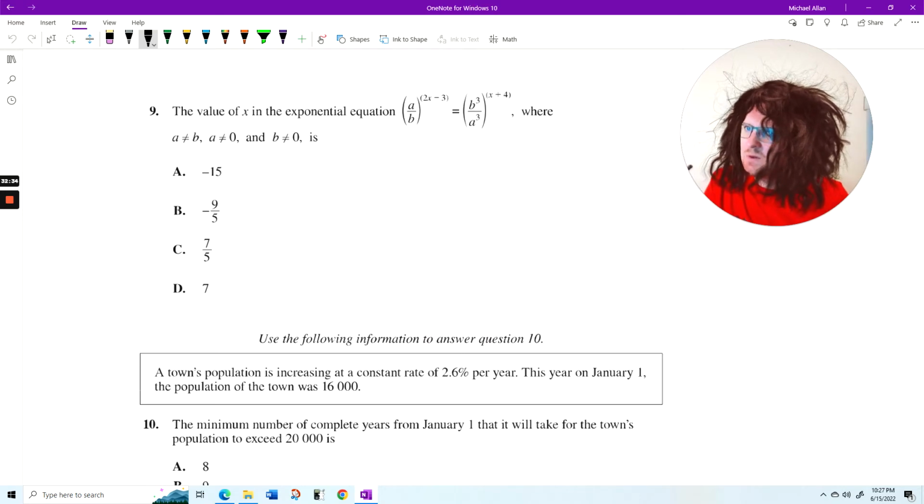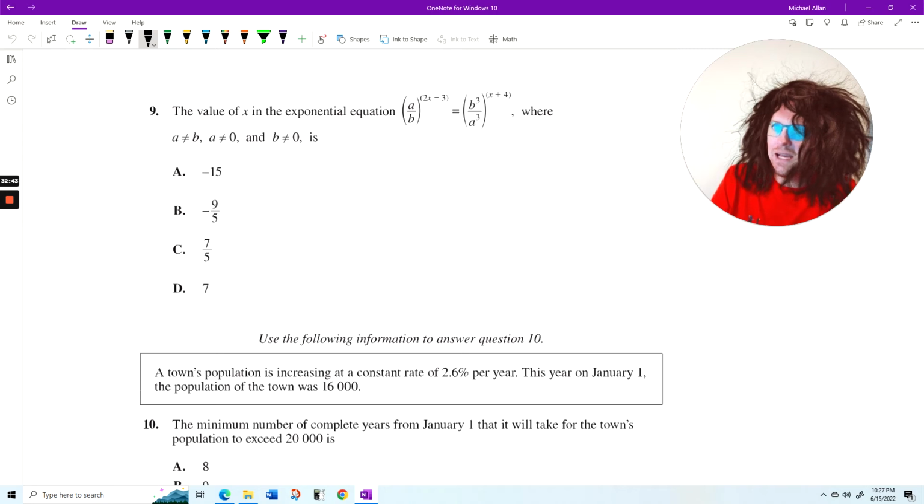Just pick some reasonable ones. So pick like 1 and 0. Obviously, it can't be 0, but don't pick 1, right? 1 to the power of anything is still 1, so that doesn't help us too much. But like 2 and 3 or 5 and 9 or something could work out. But the way they want you to do this question is to make sure the bases are the same.